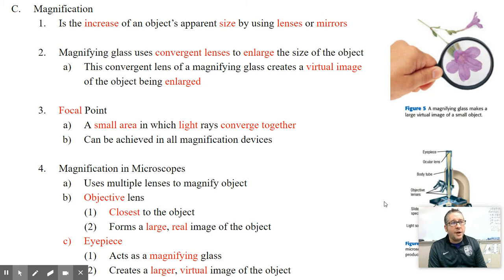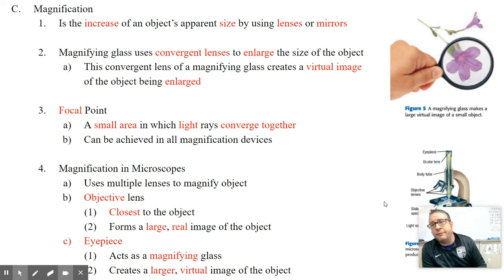There's a focal point on a magnification lens. A small area in which light rays converge together can be achieved in all magnification devices. You could really see where that focal point is if you have sunlight or a direct source of light and you move it in just a way that you can get that single point of light. All the light waves are concentrated in that one point.